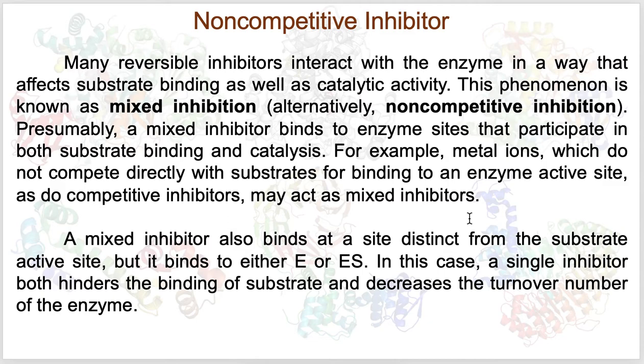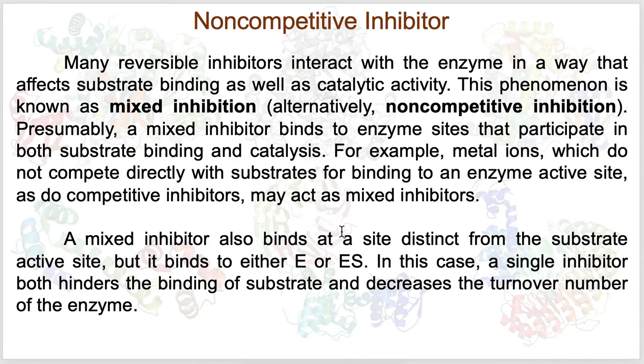One example is metal ions. Metal ions do not compete directly with substrate for binding to an enzyme active site as competitive inhibitors do, but may act as mixed inhibitors. Also, mixed inhibitors can bind at a site distinct from the substrate active site, but they bind either to the free enzyme or the enzyme-substrate complex. Competitive inhibitors bind only with the free enzyme, and uncompetitive inhibitors bind only with the ES complex, but mixed inhibitors can bind with either the free enzyme or the ES complex.